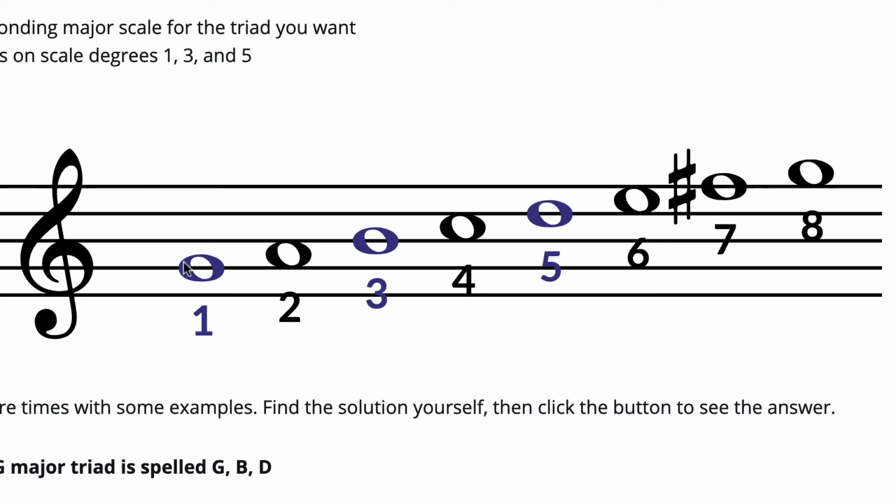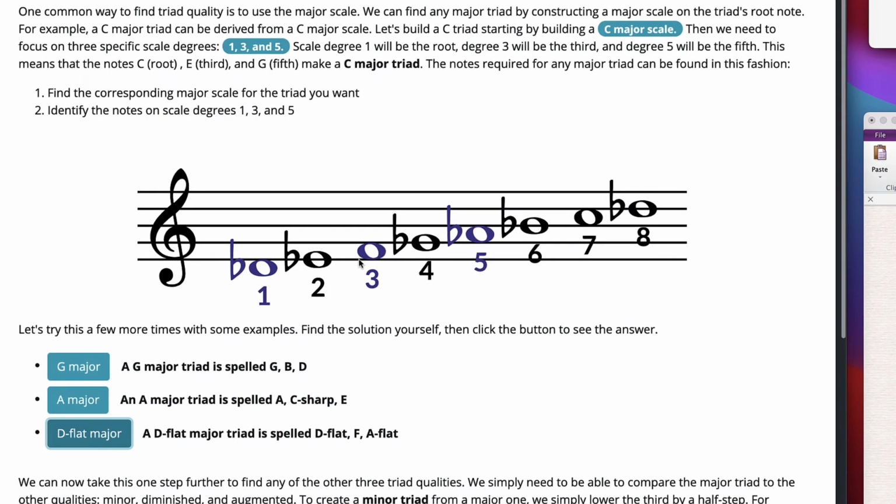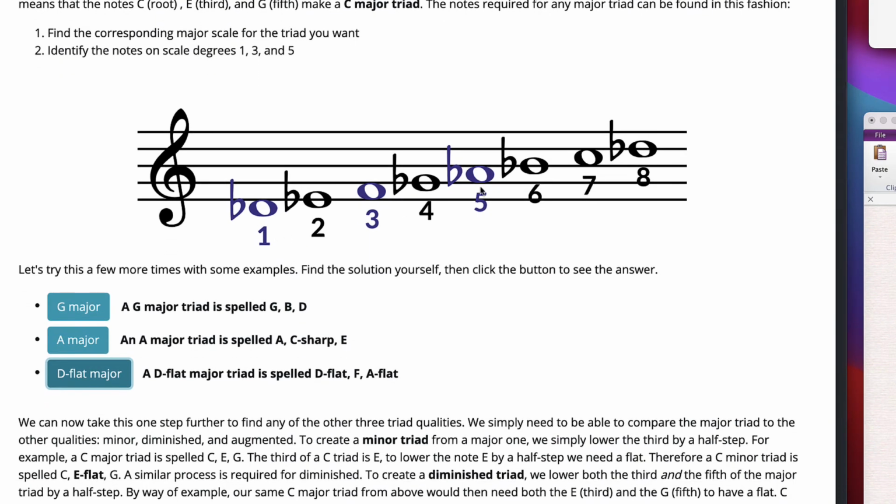Notice that the root never gets touched, because if we change the root, we're actually changing the whole name of the chord. So we never touch the root to convert from one quality to another. We only change thirds or fifths or both. So again, to get to G diminished, we would go G, lower the third to B flat, lower the fifth to D flat. So what if I need a D flat minor chord?